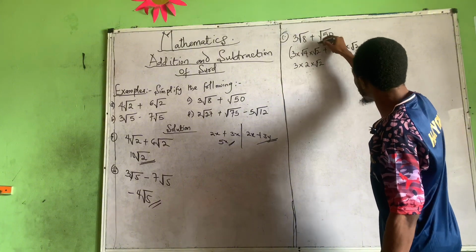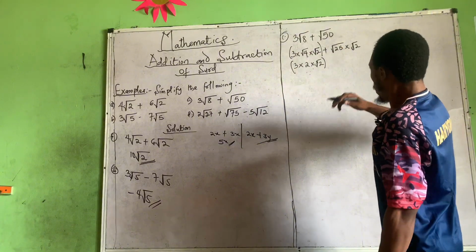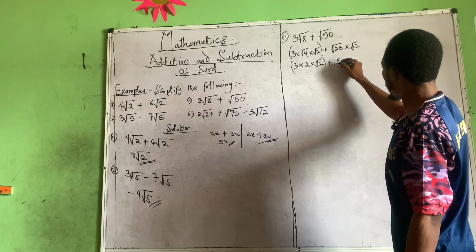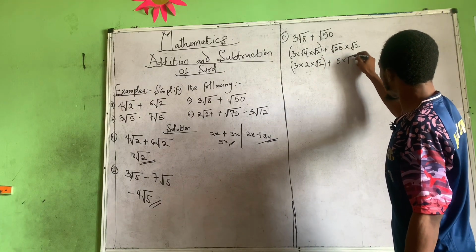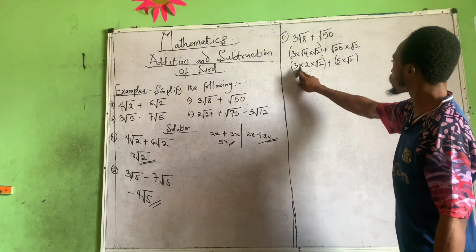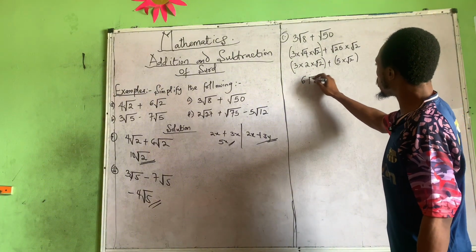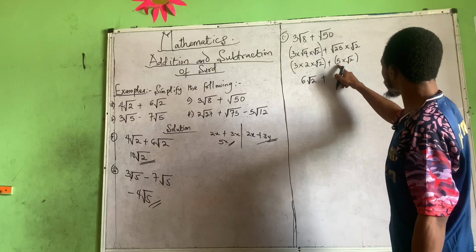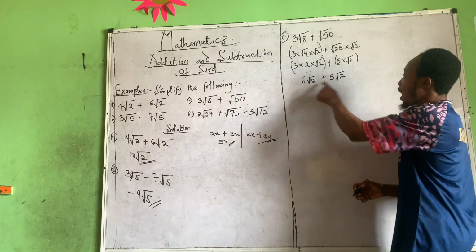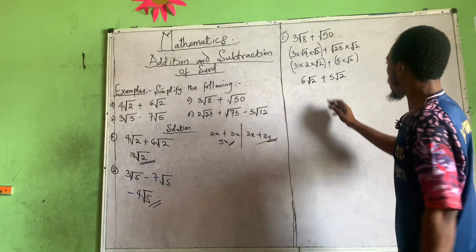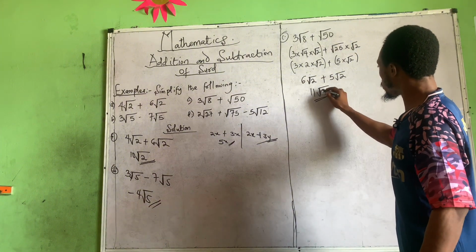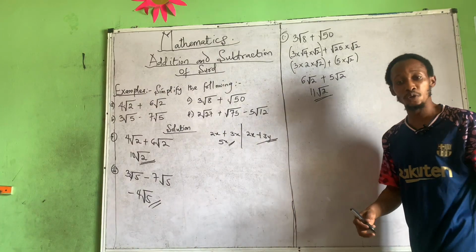Root 4 times root 2 is 8. Then plus, now this can also go by saying root 25 times root 2. So that will be 3 times, root 4 is 2 times root 2. So you can just group it into one side so that you will not make mistake. This for this, and then plus this is 5 after finding the square root times root 2. Now 3 times 2 is 6 root 2 plus this is 5 root 2. Now we have our roots to be the same. So that will be 6 plus 5 will be 11 root 2. So that's how we got our answer, 11 root 2.